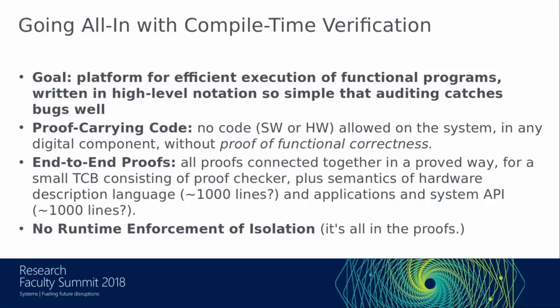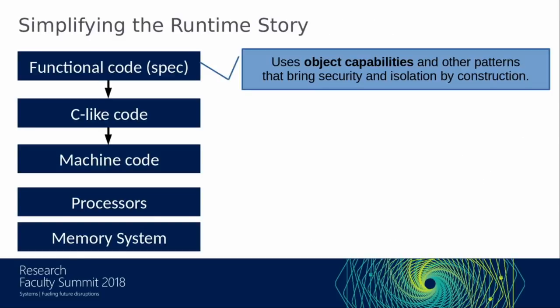And if we do this right, each of those top and bottom levels should be on the order of 1,000 lines of code and very doable to audit and catch major issues in. And we should be able to, by using this proof approach, avoid all runtime isolation mechanisms and push all of our reasoning about that into proofs. So here's an example of a stack of pieces that could head in that direction.